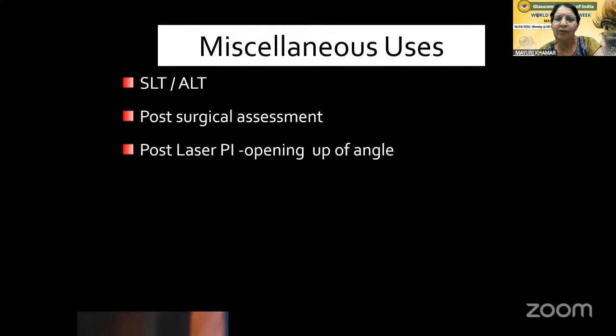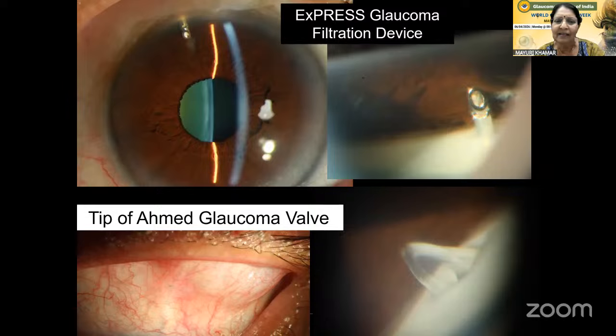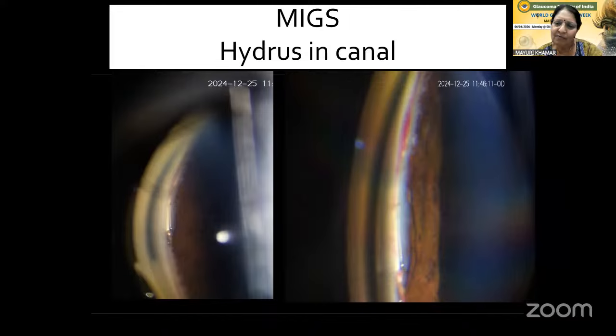So gonioscopy also has many other uses, like SLT or ALT can be performed using gonioscopy. Post-surgical assessment is possible, and you can see the angle opening after doing that. Now, this is a classic case showing the stent or tube in this area. We were unable to see it nicely in the anterior chamber angle, but while doing gonioscopy, you can see the tip of the tube in the anterior chamber. This was one of my patients who had bilateral Hydrus done in the USA, and you can see the malposition of the Hydrus in this particular patient.